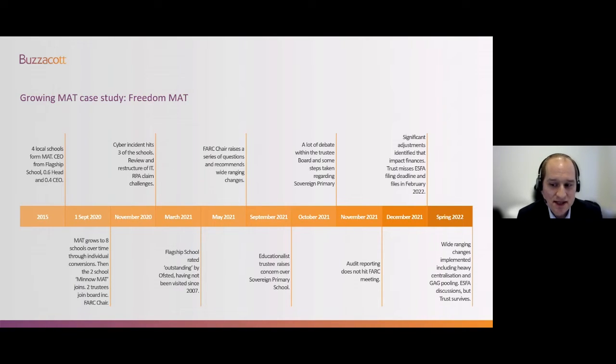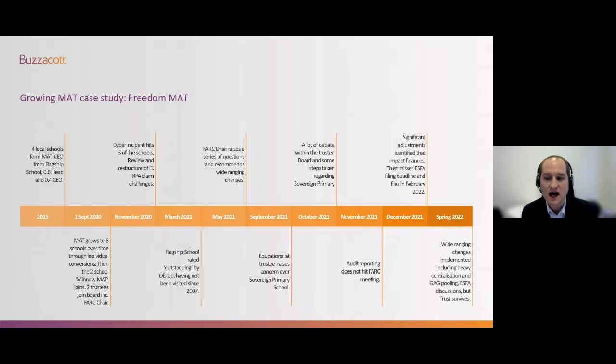The trust did ultimately survive all of this situation. This was partly due to the strength of some of the trustees within the MAT in responding to this, getting an action plan together. But in order to survive it, there were a number of significant changes that happened within the trust.